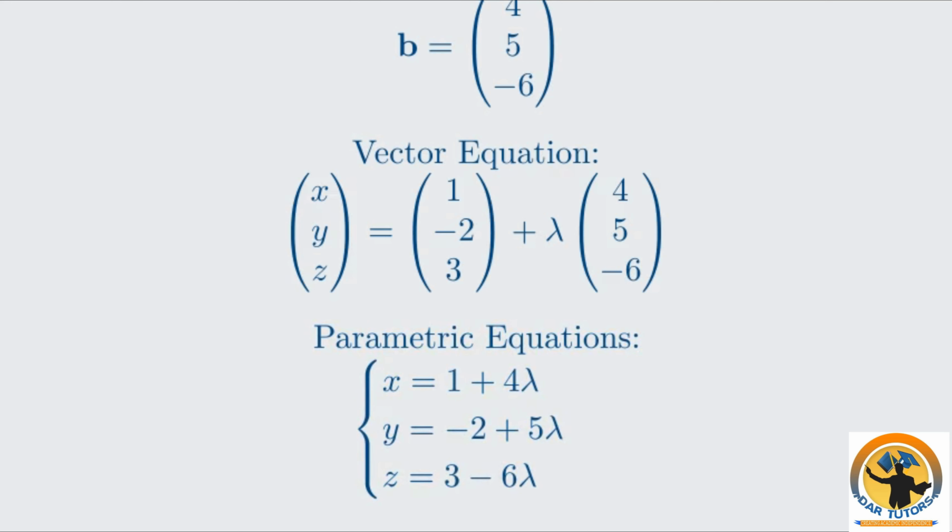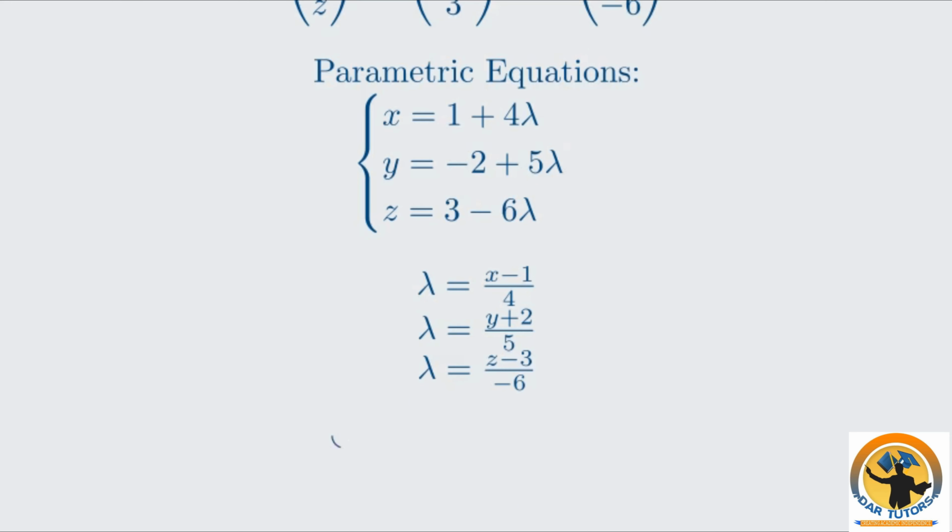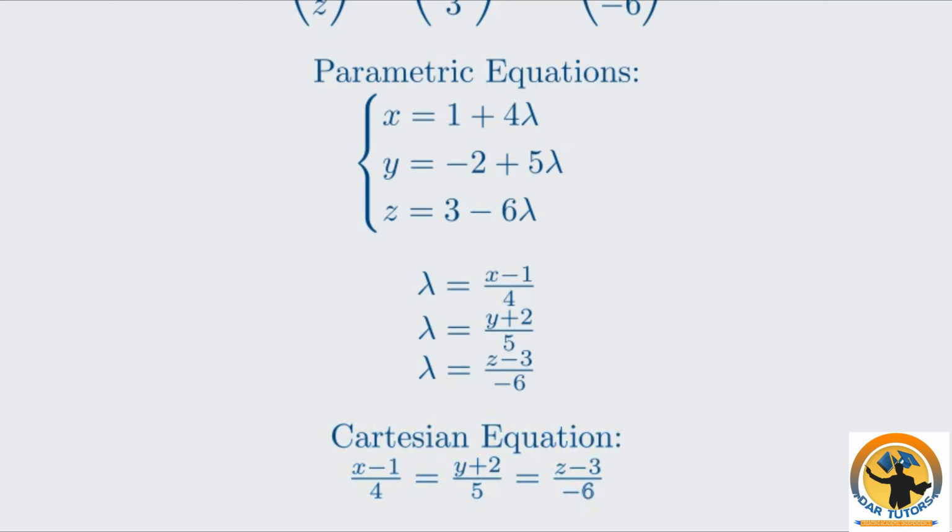Finally, for the Cartesian equation, we eliminate lambda. Solving each parametric equation for lambda, we get lambda equals (x - 1)/4, lambda equals (y + 2)/5, and lambda equals (z - 3)/(-6). Setting these equal gives us the Cartesian equation: (x - 1)/4 = (y + 2)/5 = (z - 3)/(-6). So we have successfully described the same line using 3 different but equivalent forms.